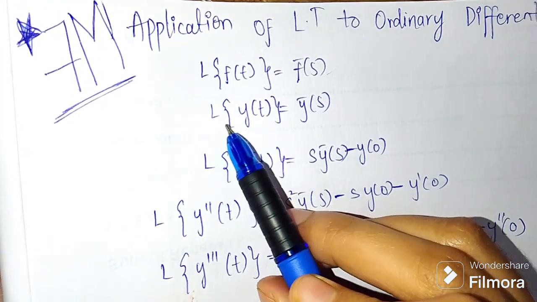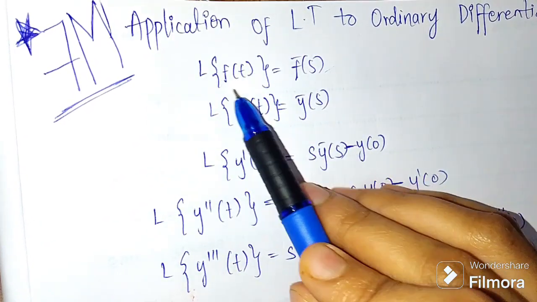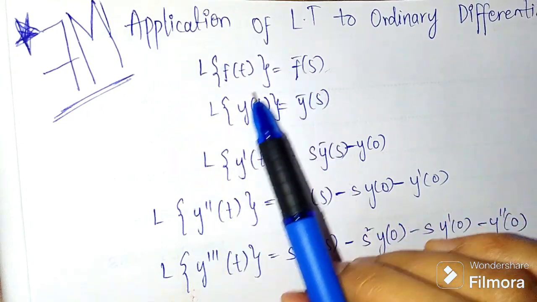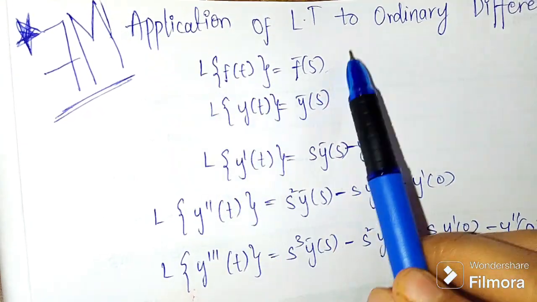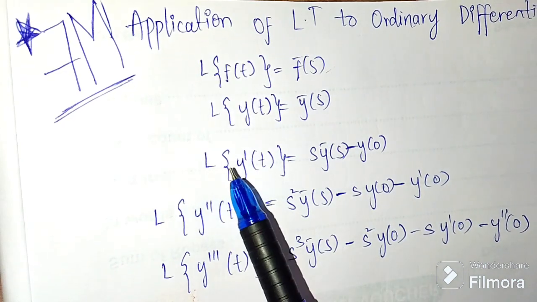But see this, Laplace of y of t. From now onwards, for this last topic, we will not see f, we will see only y. Okay? Habituate to it, y. Just like f, habituate to y. Okay? So now coming to this third point.